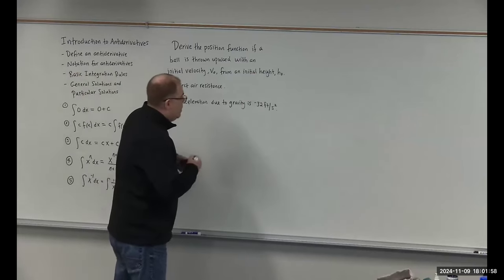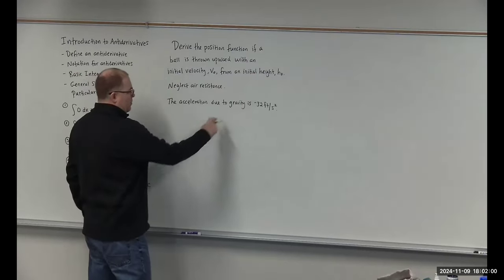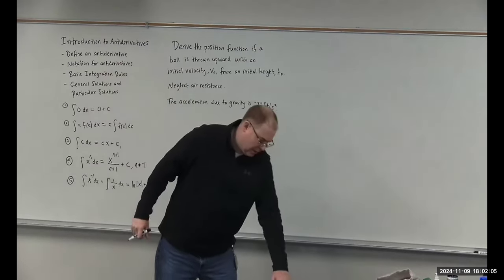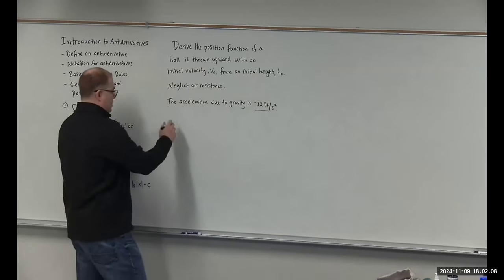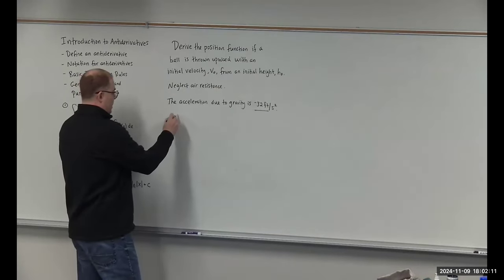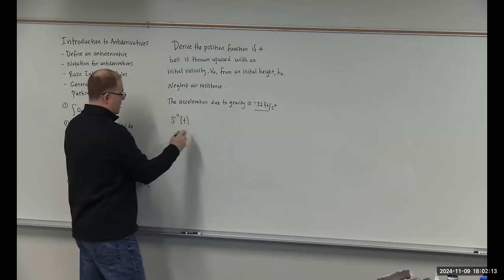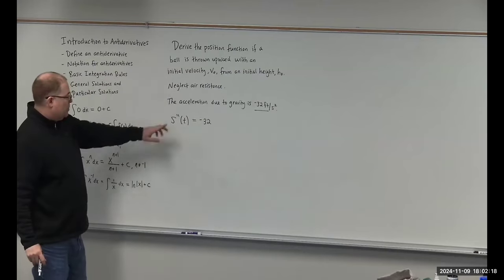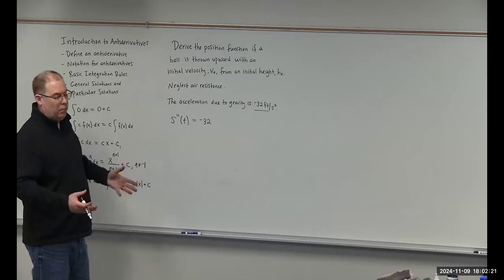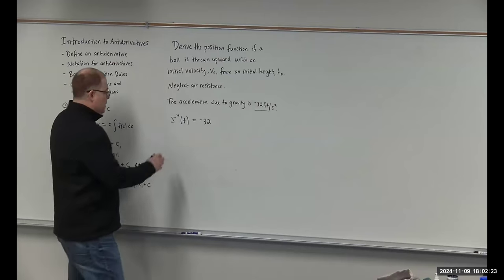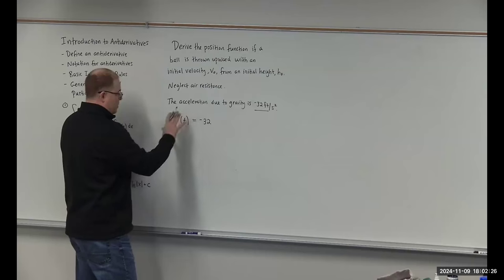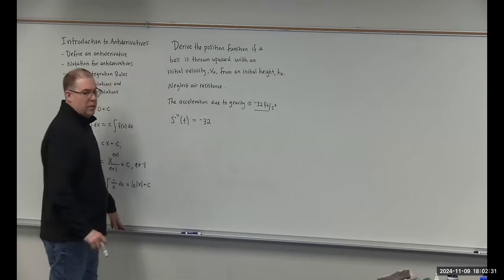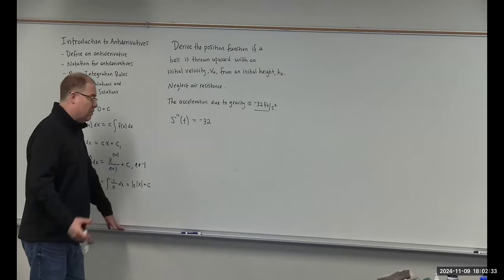All right, so let's start with what we know. I'm going to denote this as S double prime of t, where t is time, so we have minus 32. Our goal is to figure out S of t, which will be our position function. This acceleration is the second derivative of our position function, which is what we're trying to derive.